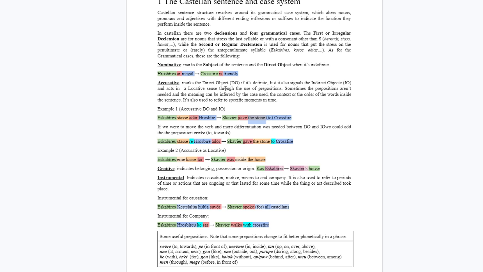What this means is the indirect object is the thing or the person we are directing the action towards. How do I explain it? So Scavier gives a stone. We have the thing that is being given, the stone is being given. But to whom does the action affect? This is Crossfire.